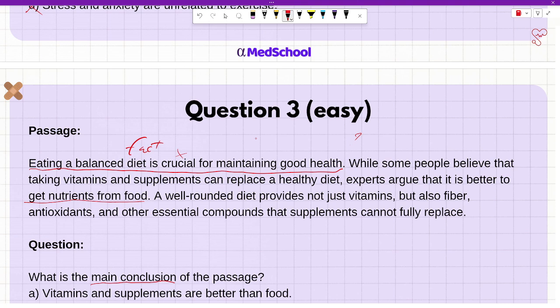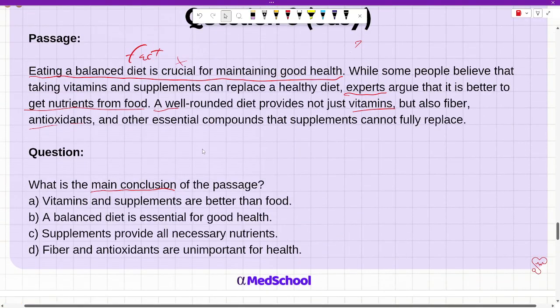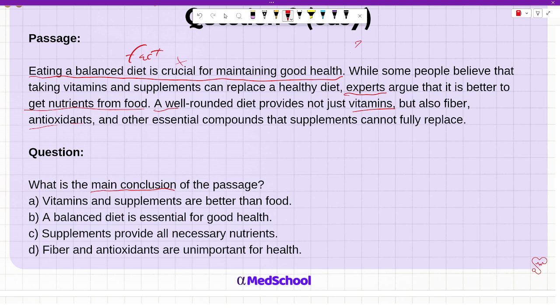So he said that eating a balanced diet is good for the health. Then he's saying that some people don't agree with that, but then he supports his argument by quoting experts. Experts, right? Or scientists, in another example. Then here he comes to support his statement again. A well-rounded diet provides not just vitamins, but also fiber, antioxidants, and other essential compounds. So here we already have our conclusion. So now let's try to match our conclusion.